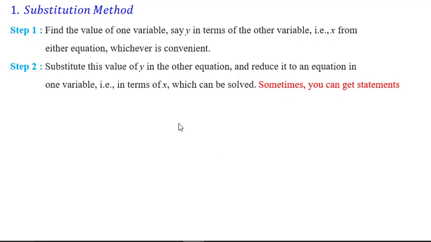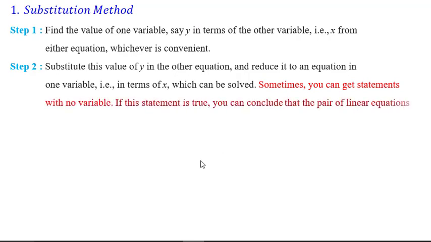If I find the value of y in terms of x from equation 1, then I substitute this value in equation 2, and if I find it from equation 2, then I substitute it in equation 1. By doing this I will get an equation in one variable and I can find the value of that variable by solving it. Once I get the value of x, I will put that value in the expression for y that I found in step 1 and I will get the solution.